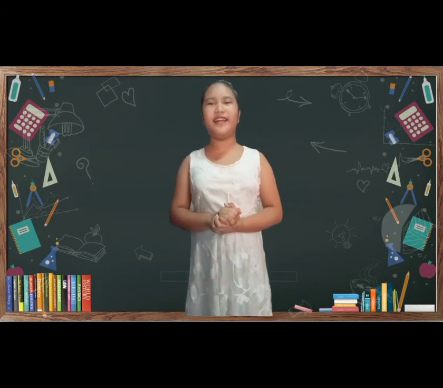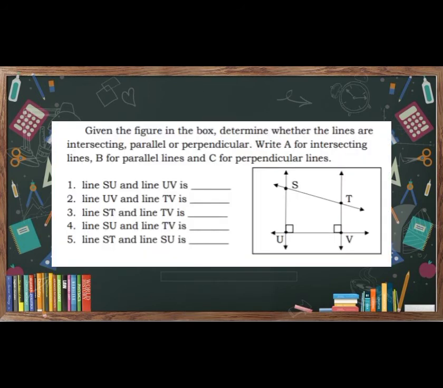Stay focused and let us try another activity. Given the figure in the box, determine whether the lines are intersecting, parallel, or perpendicular. Write A for intersecting lines, B for parallel lines, and C for perpendicular lines. Line SU and line UV is C. Line UV and line TV is C.